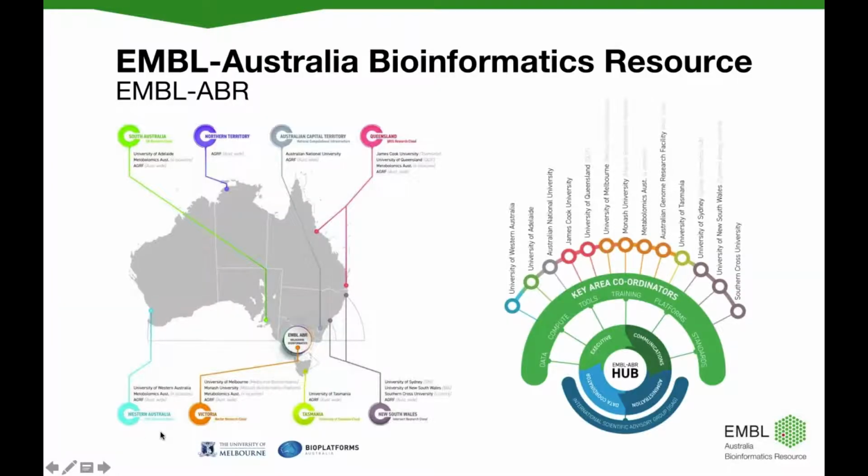EMBL ABR is a distributed national research infrastructure network, and we provide bioinformatics support to life science researchers across Australia. It was set up as a collaboration with the European Bioinformatics Institute, or EBI, to maximise Australia's bioinformatics capability. We currently have 13 nodes, shown here on this map, across Australia, and all of us undertake or support bioinformatics research around a few key areas: data, tools, compute, training, standards, and platforms.